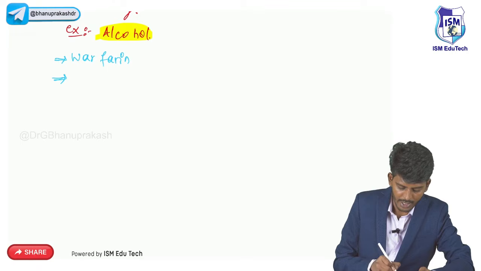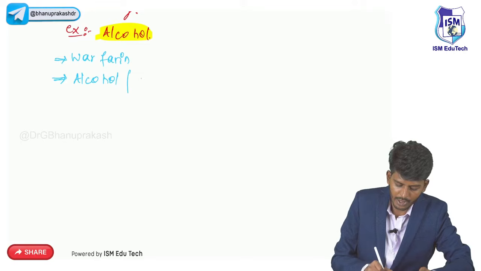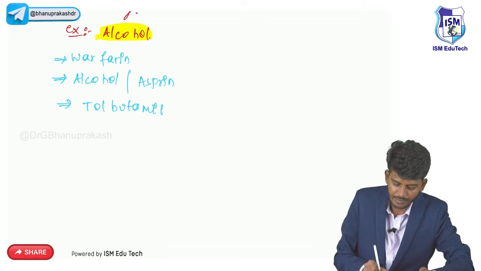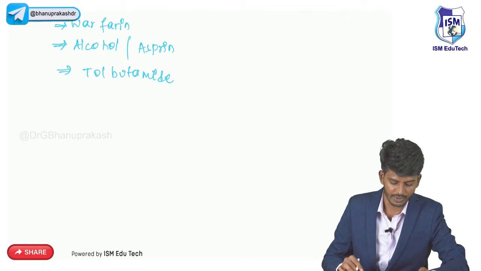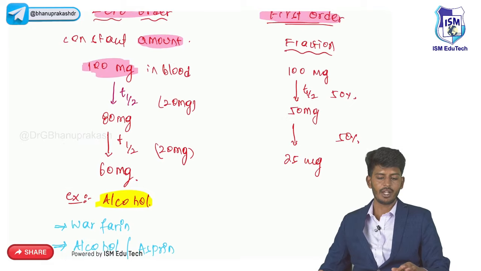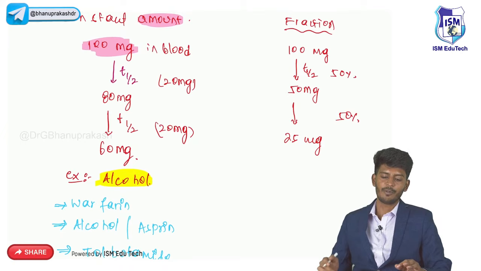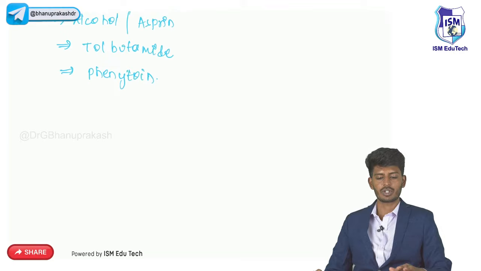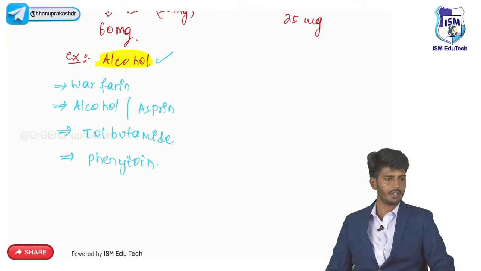Okay. Then there is alcohol. There is one more drug, aspirin. Okay. Then we have one more drug, that is tolbutamide. Okay. Then the most important one, what is that? That is your phenytoin. Okay. So all these drugs undergo zero order kinetics. But remember, the fixed one is alcohol. This concludes all the important MCQ parts related to your pharmacokinetics. Okay. Ethanol is basically alcohol.